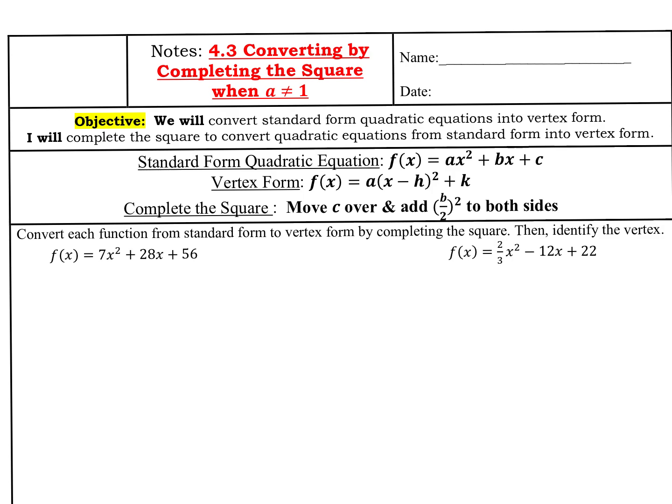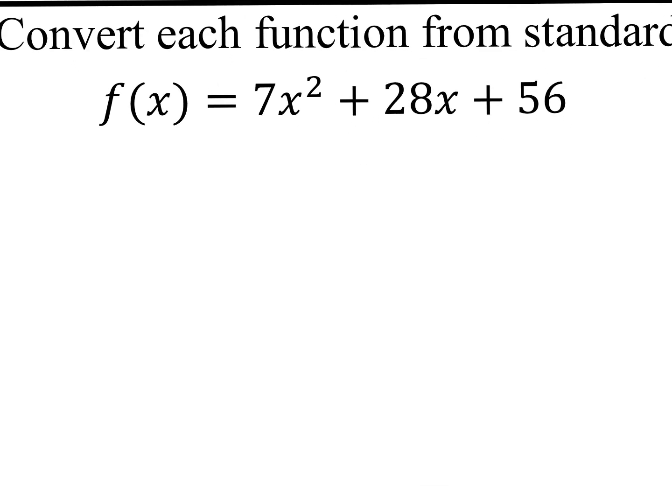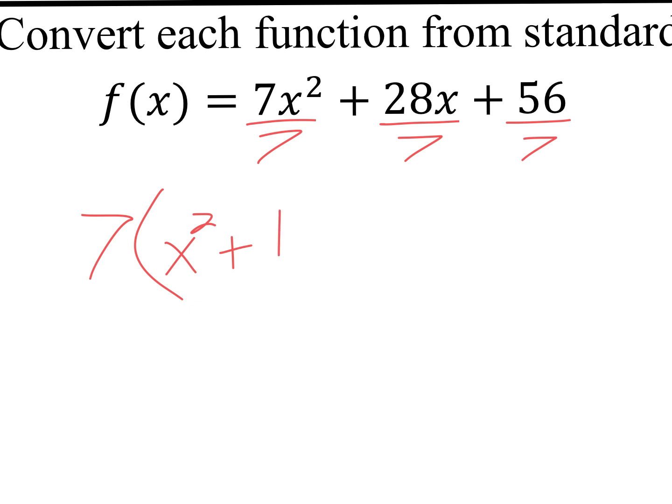The first thing we're going to do is divide everything by your a term. In this first problem, it's actually a greatest common factor. If you look at all three of these terms, they're all divisible by 7. So I'm going to divide every single thing by 7, and instead of making that 7 go away, so to speak, you're going to put it on the outside of some parentheses. So what's left is x squared plus 4x plus 8.